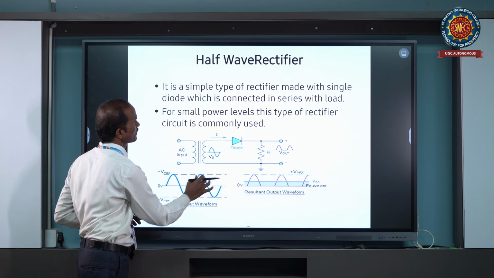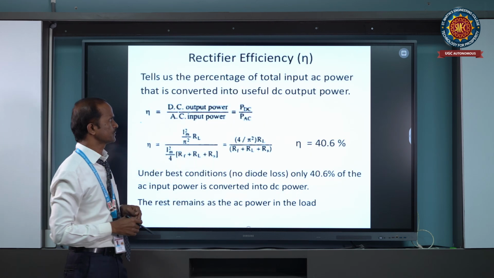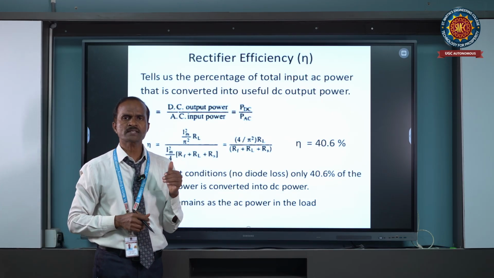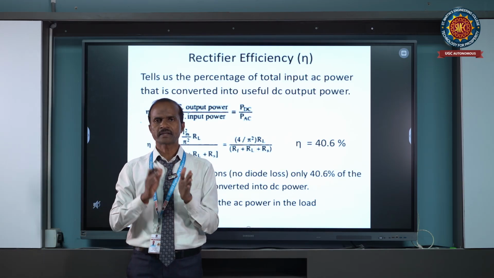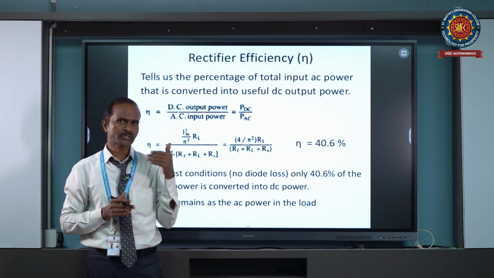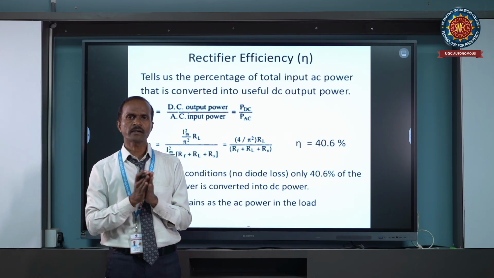So this is the output of a rectifier. Next, the rectifier efficiency. We need to find the efficiency. What is efficiency here? The process of converting the entire AC signal into a DC signal is called efficiency. Meaning, the ability to convert the entire AC signal into a DC signal is called efficiency.